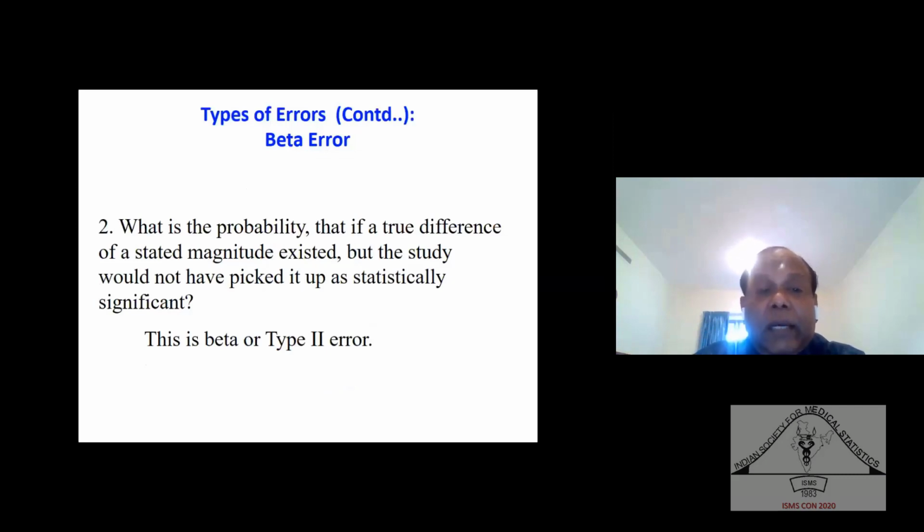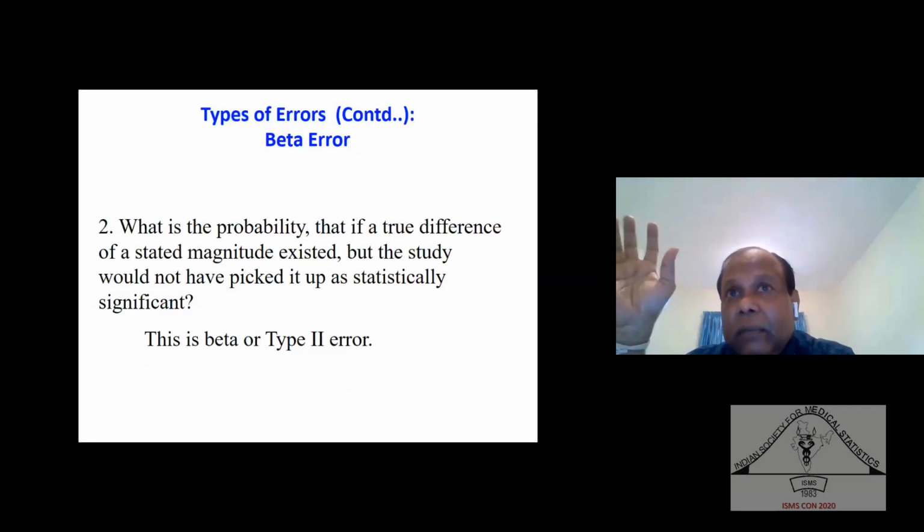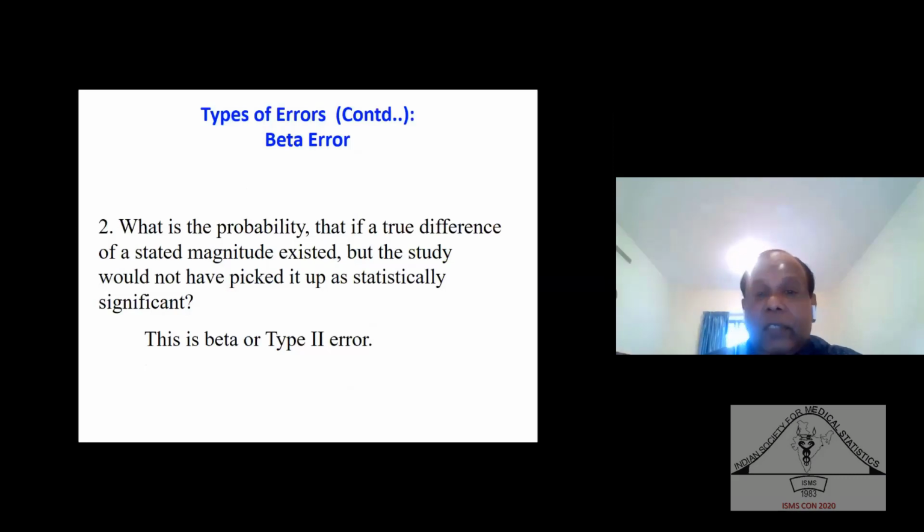So what is a beta error? Remember the streptokinase example. There was a difference, but they were not able to show any statistically significant difference. If a true difference of stated magnitude existed, but the study would not have picked it up as statistically significant, that is, there is a difference but the study is not able to pick that up as statistically significant, it is called a type 2 error or beta error. The maximum beta error allowed is 20%. You should not have 30% beta error, 40% beta error, and so on.